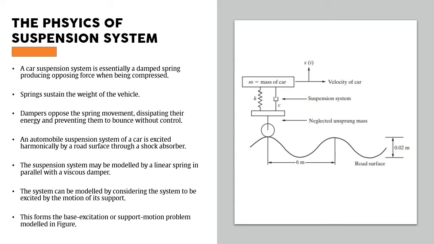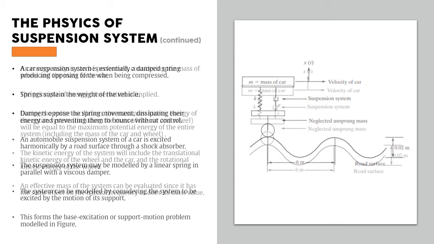In short, the suspension system of a car is excited harmonically by a road surface through a shock absorber. The suspension system can be modeled by a linear spring in parallel with a viscous damper. The system can be modeled by considering it to be excited by the motion of its support, and all this forms a base excitation or support motion problem, in which the base is following a motion because of the road within a certain amplitude.